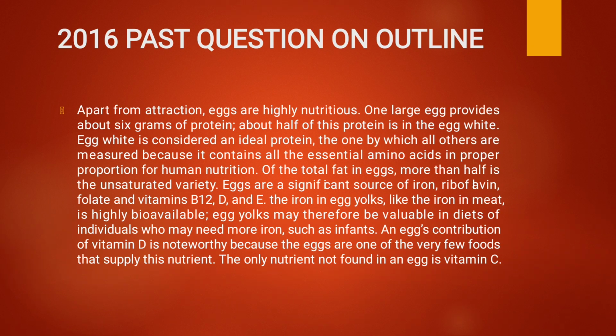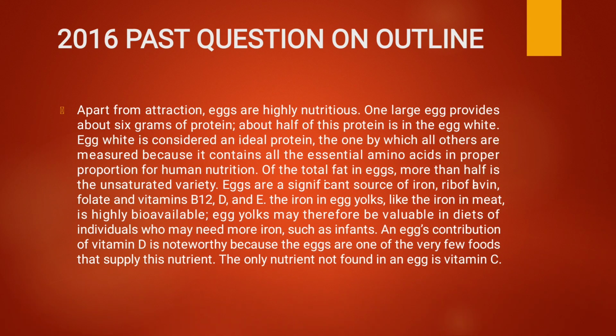Apart from attraction, eggs are highly nutritious. One large egg provides about 6 grams of protein. About half of this protein is in the egg white. Egg white is considered an ideal protein, the one by which all others are measured, because it contains all the essential amino acids in proper proportion for human nutrition. Of the total fat in eggs, more than half is the unsaturated variety. Eggs are a significant source of iron, riboflavin, folate, and vitamins such as B12, D, and E.